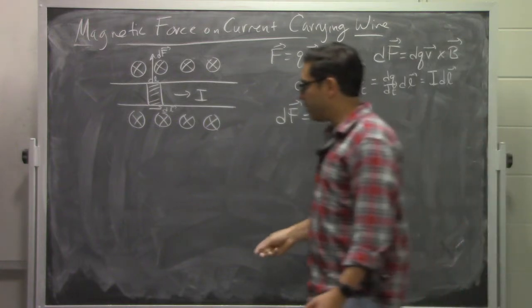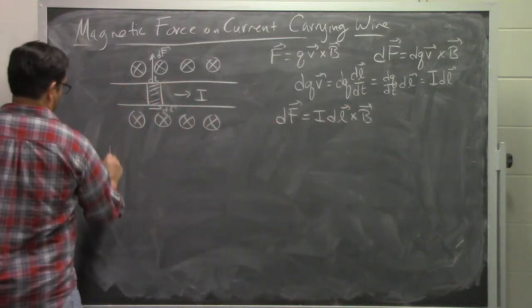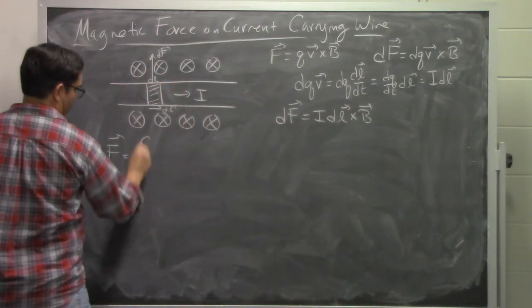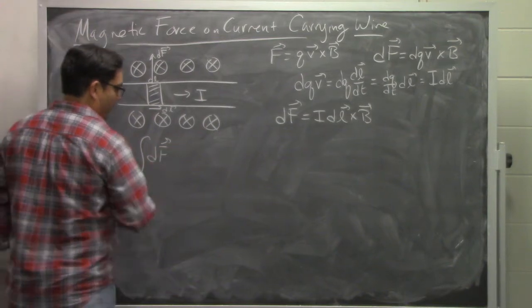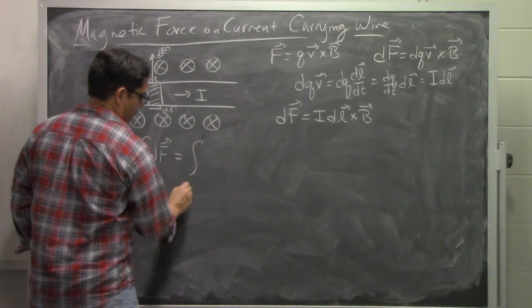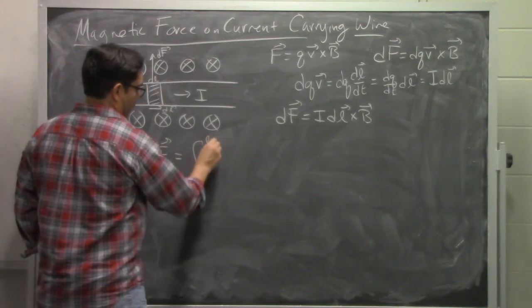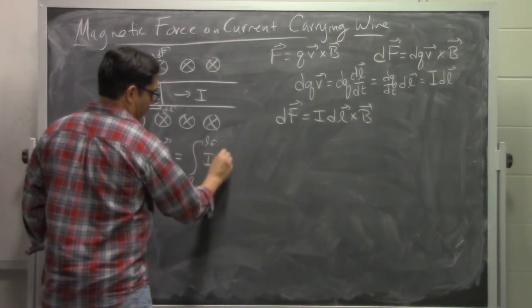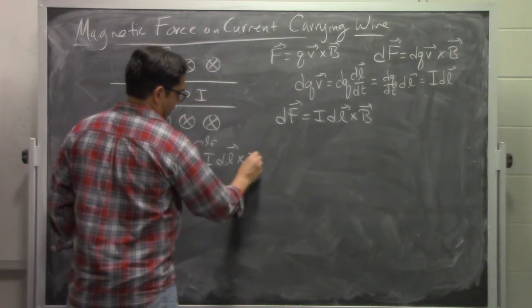Let's see how that'll be the case, right? So what we're arguing is that the total force that acts on that wire is the integral of all the little chunks. And so what we have to do is add up all the little chunks. So starting at some initial location and going to some final location, we integrate I dL cross B.